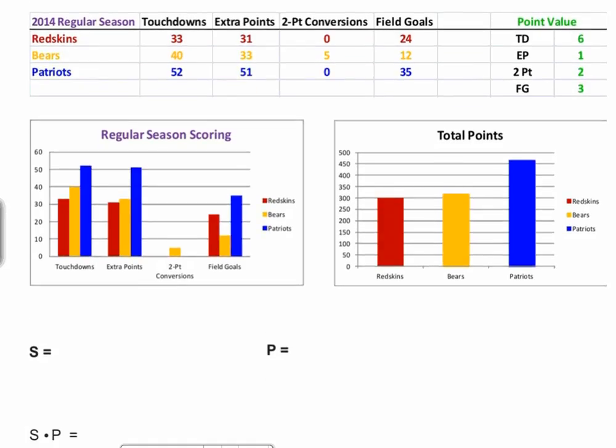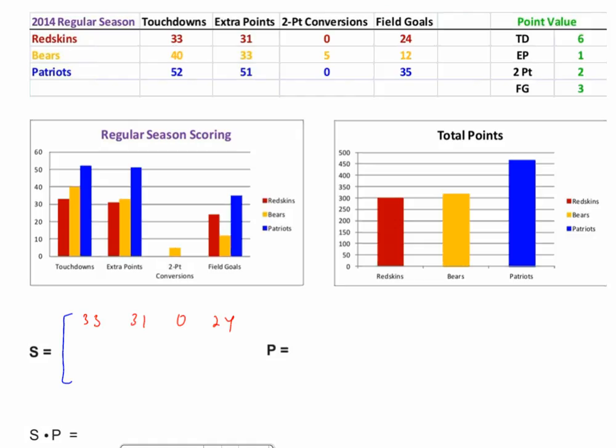So we're going to make a matrix S, and we're going to do scoring. So I'm going to take the top row, and I'm going to do the Skins. So the top row is going to be touchdowns, then extra points, then two-point conversions, and field goals. All right, so 33, 31, 0, and 24.